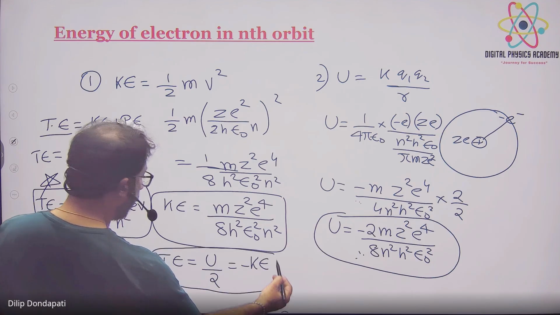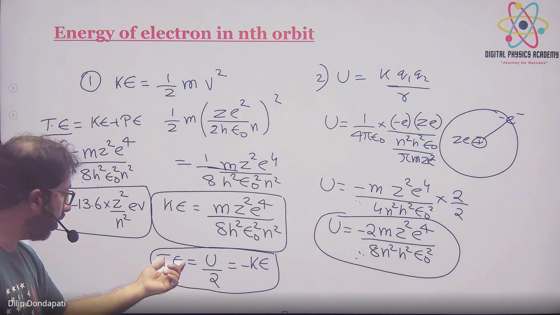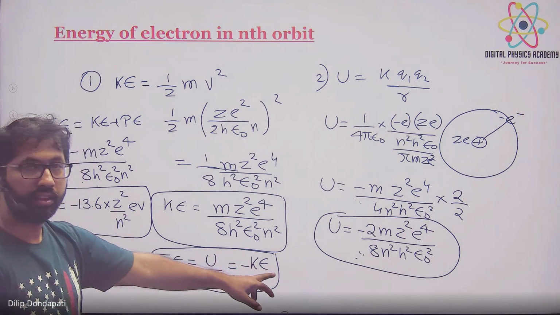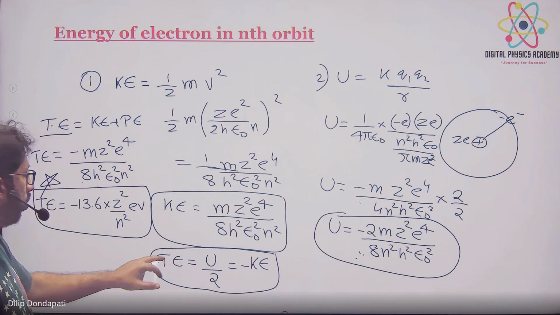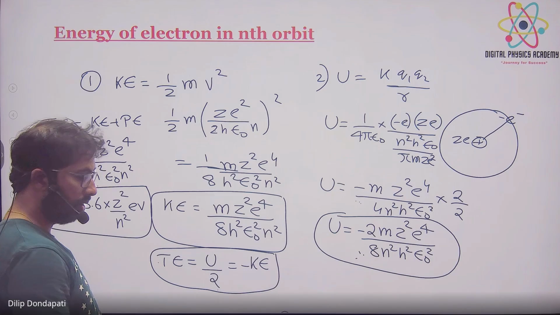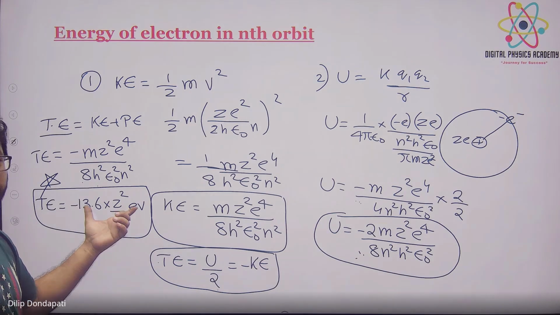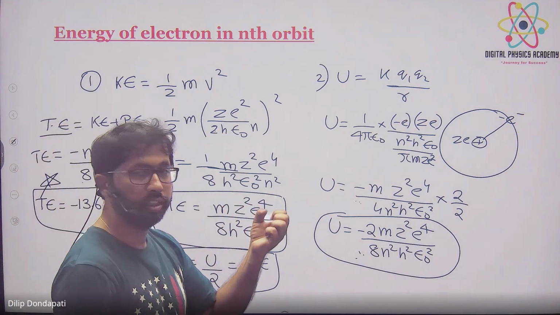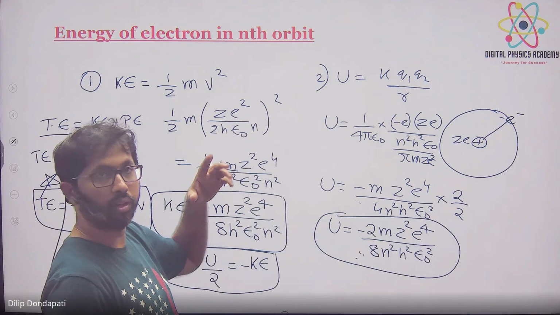You can calculate anything. If they ask to find the kinetic energy, what will you do? You'll try to find total energy. एक ही formula सीखा है, and put minus, you'll get kinetic energy. If they ask to calculate potential energy, calculate total energy, just multiply by 2, you'll get potential energy. Okay? And you know, total energy is always negative. What is the meaning of this? Total energy of the electron is negative, means that it is bound energy. So the electron will not jump outside the nucleus. It will revolve around the orbit only. Okay.